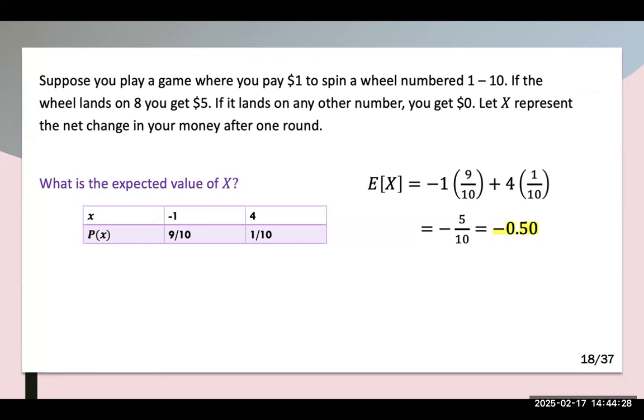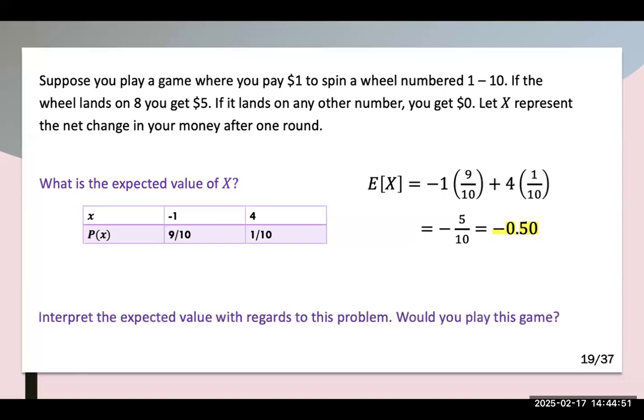What this means is if I played this game several times, say I want to spin the wheel 100 times, and I lose my dollar or I gain $4, and I just add up my winnings and divide by the total number of times I play, I'm going to lose 50 cents. This game is rigged for me to lose money in the long run. So I wouldn't want to play this game. Maybe there's a small chance that I'm going to win, but there's a bigger chance that I'm going to lose. And the way that this game is structured is so in the long run, I am losing money. So I don't think this is a good game to play.